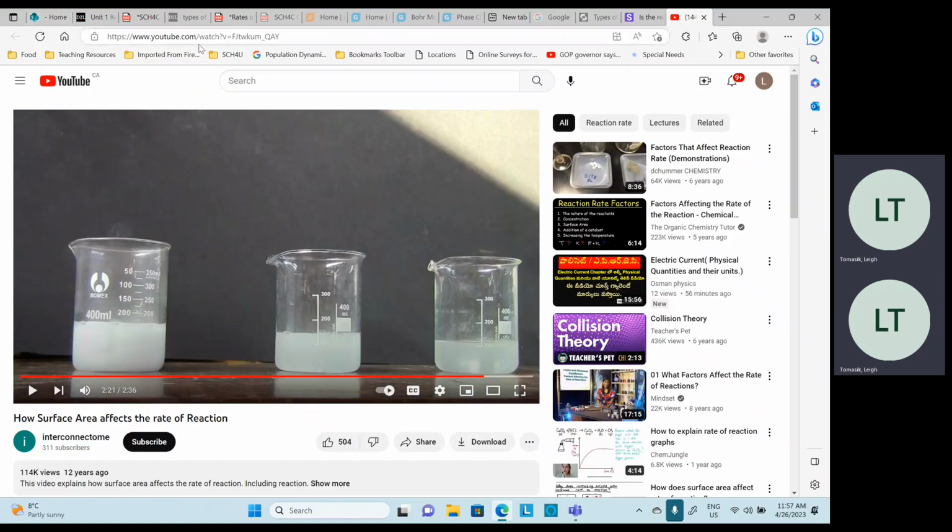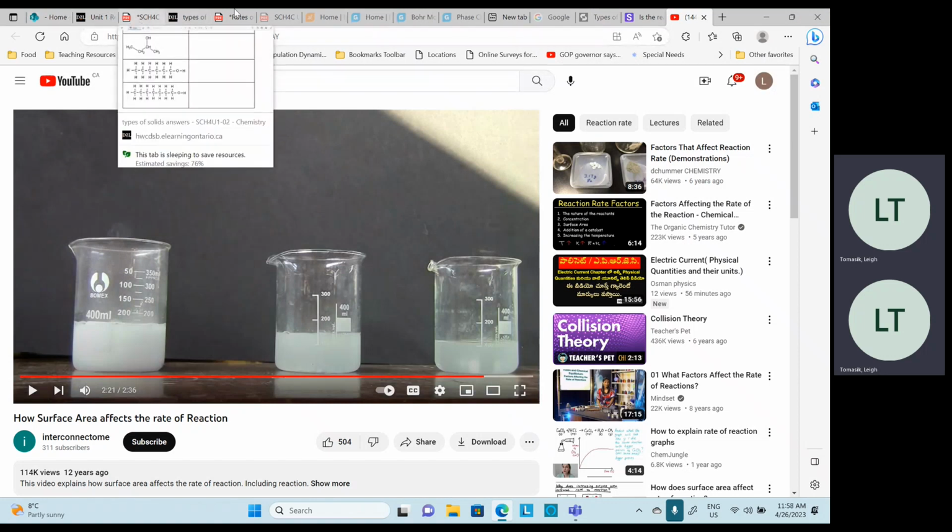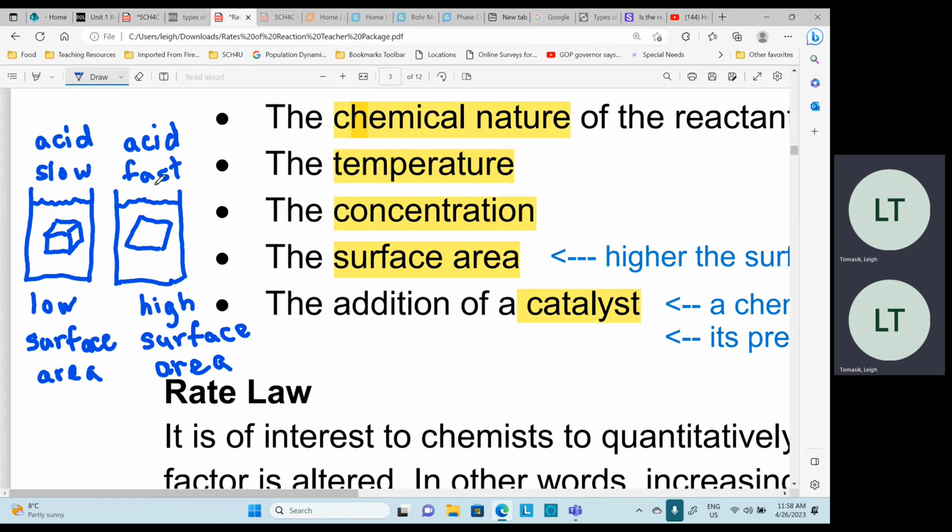So that is, and it's probably very intuitive too, right? Powders react faster than big chunks.